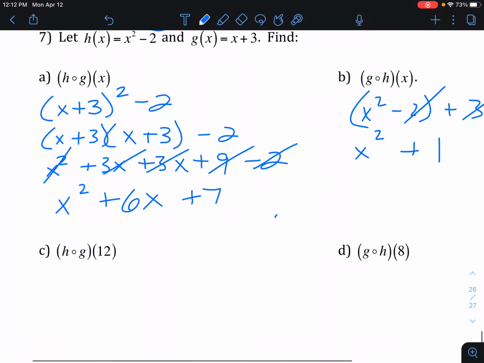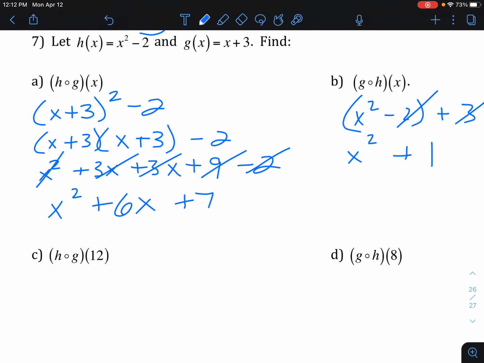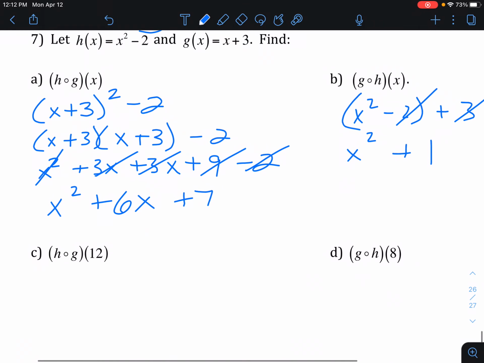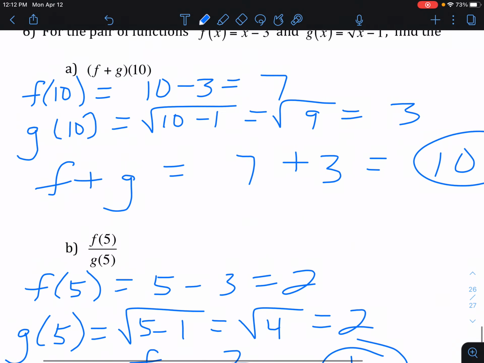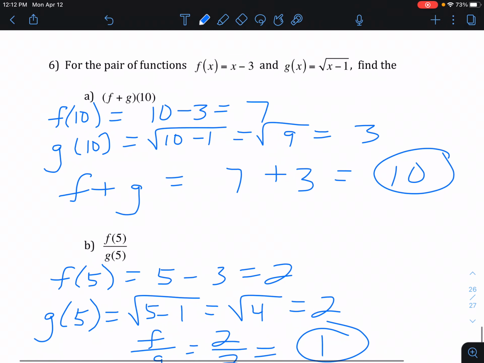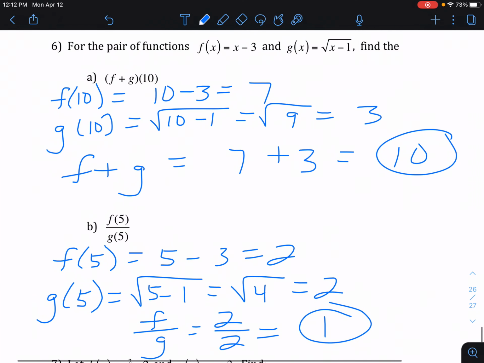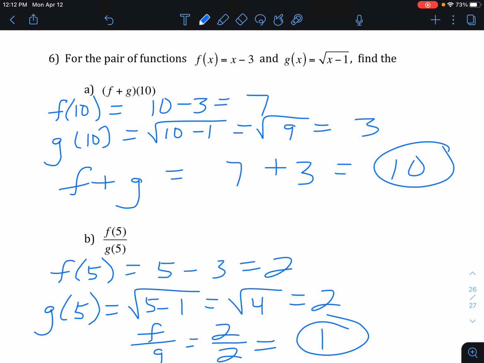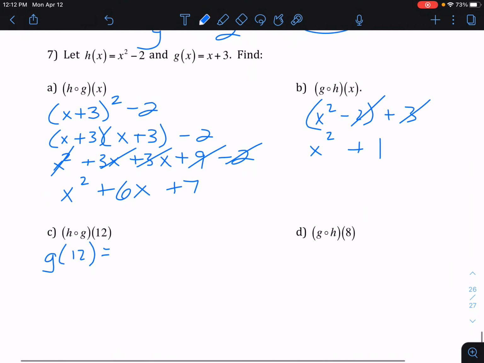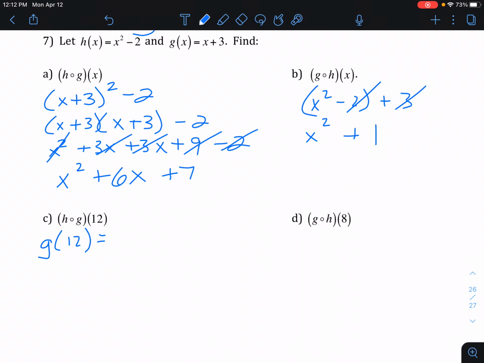Okay, next up, letter C doesn't have an x at the end. It says h of g of 12. So what we want to do is take g of 12, get a result, and then plug that into x. So start off with g of 12. Okay, please don't confuse this with the previous page. Up here, when we did them separately and then added or divided or whatever with them, that's different. They don't have those little circles there. These on number 6 were not function composition. These were adding, subtracting, multiplying, and dividing functions. This, in function composition with that little circle, is totally different.